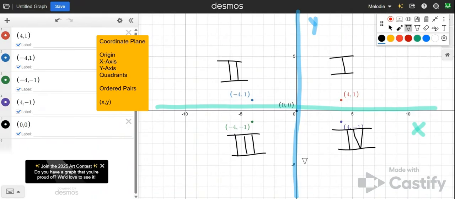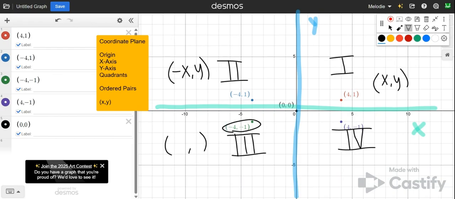One other thing to point out about the quadrants: every single point that lies in the first quadrant has a positive x and a positive y value. Every point in the second quadrant is negative x but positive y. What about in the third quadrant? What do you think I'm going to write here? If you're not sure, take a look at this. The x is negative and the y is negative. So I'm going to write negative x, negative y. And finally, the fourth quadrant. Let's take a look at the example 4, negative 1. That's a positive x and a negative y.